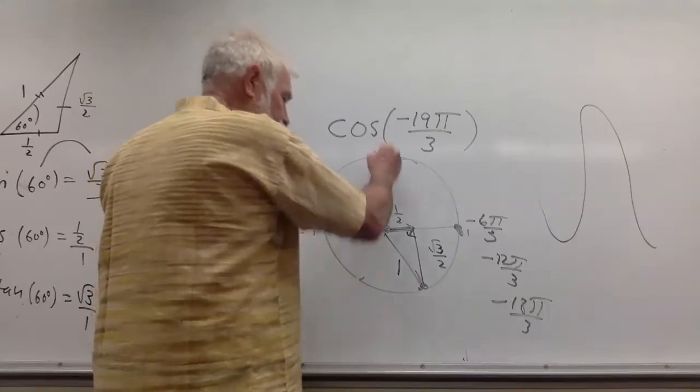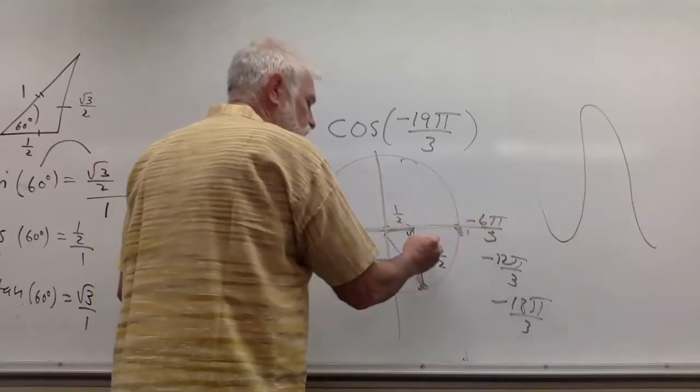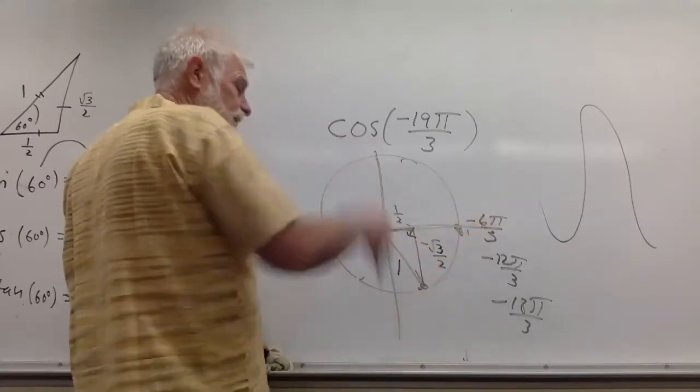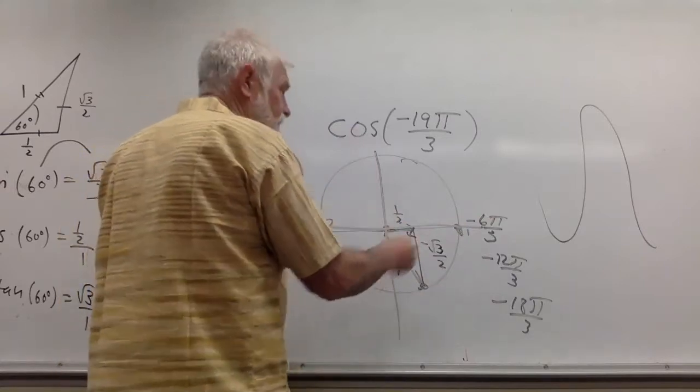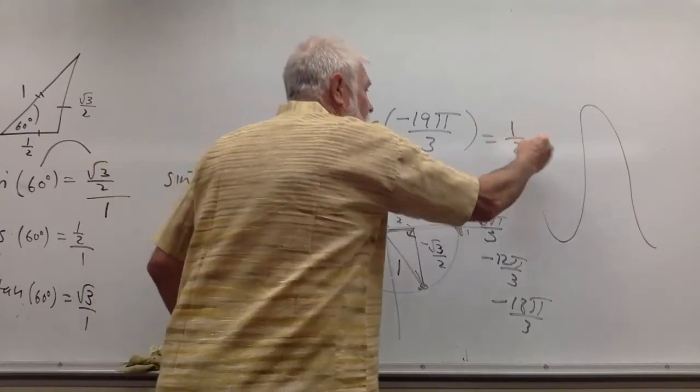But we're below the edge. Remember, this is in a coordinate system, so it's negative √3/2. What's cosine? Cosine's not opposite over hypotenuse. It's adjacent over hypotenuse. So in this case, 1/2.